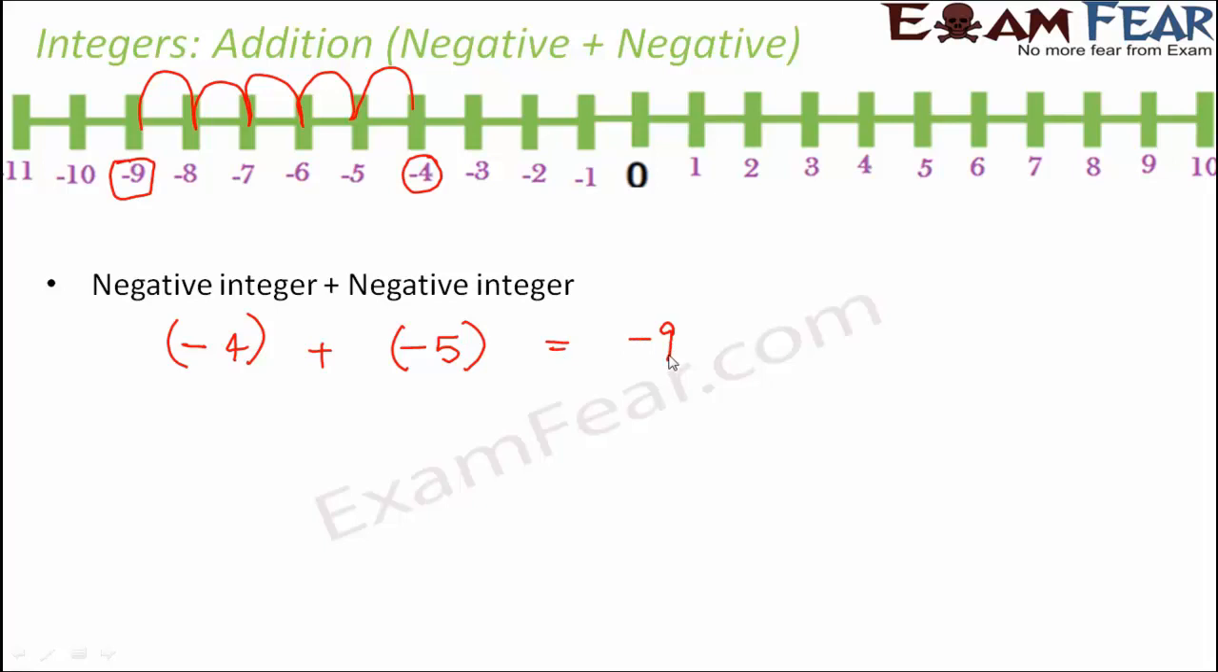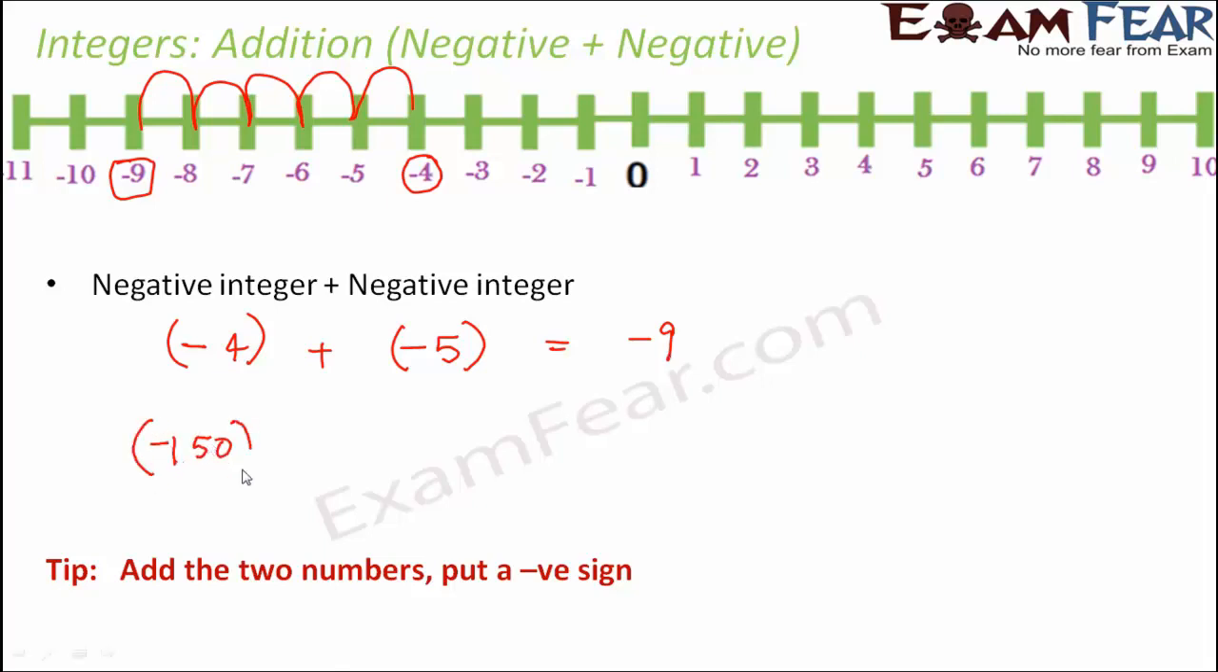So the simple concept that you need to remember when you add two negative numbers is you add the two numbers and put a negative sign. For example, minus 5 plus minus 4. You just add the two numbers and put a negative sign. Let's say you have minus 150 plus minus 101. What you need to do is just add the two numbers. What would you get? You would get 251 and put a negative sign before it. So you really do not need to draw the number line to find whether the sum would be positive or negative.